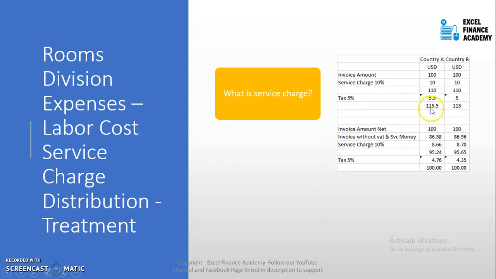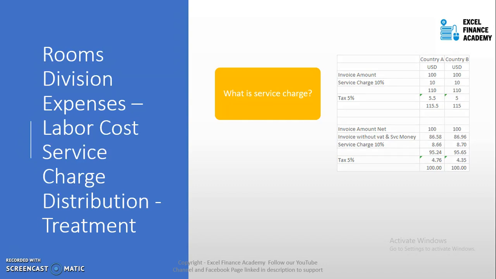We divide by 115.5 and multiply by 100, so we get the invoice without VAT and service money at 86.58. In this other case, 86.96. So we charge again 10% service charge and then the 5% tax, and we come back to the same value of $100 where we started. So this is how the service charge is calculated and distributed.